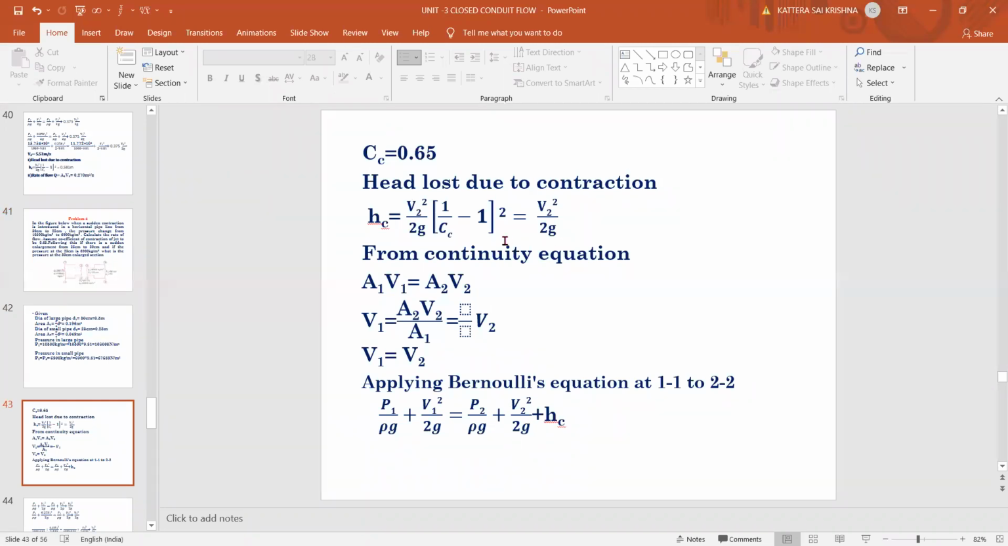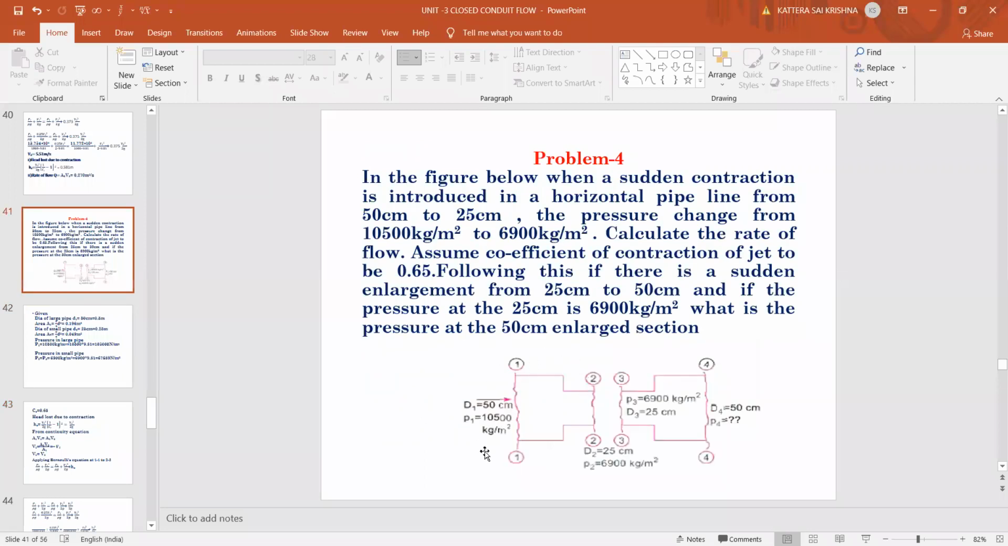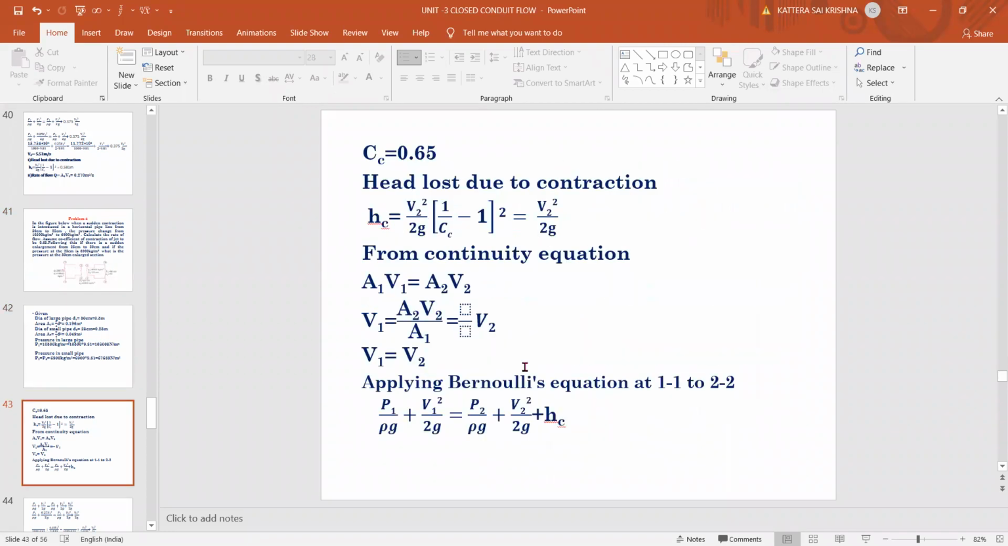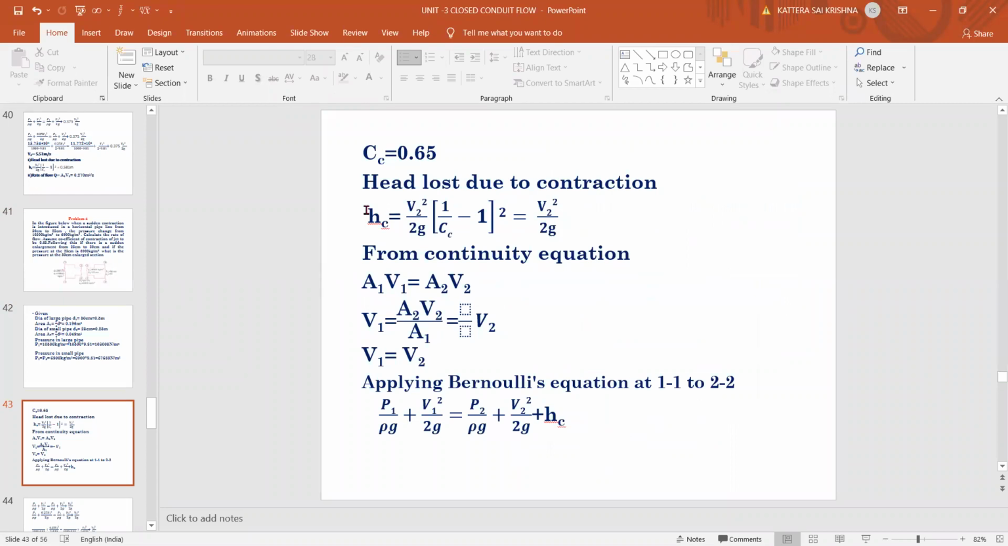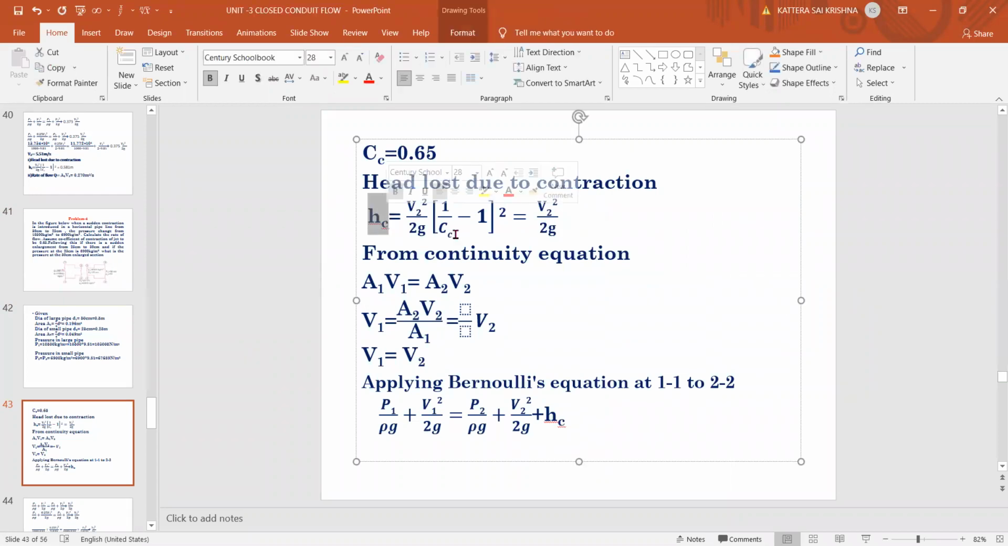Now, we already know the formula for finding loss of head due to sudden contraction. First we are considering section 1 and section 2 to find the unknown terms. First we find the head loss due to contraction, because in the diagram it goes from 50 centimeter diameter to 25 centimeter diameter, so it is a contraction, a reduction in diameter. Since the Cc value is given, you need to use this formula. Suppose in the problem Cc is not given, you can use hc is equal to 0.5 V2 square by 2g. Remember that.